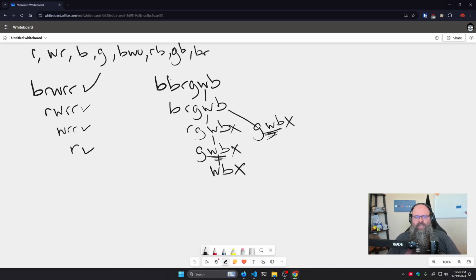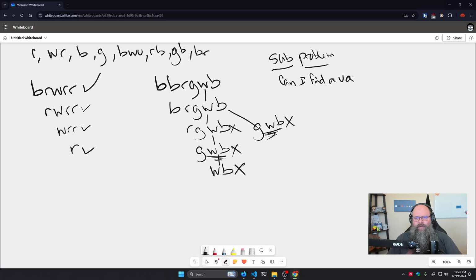You're doing this kind of recursive, can I solve just a sub problem? And so what is the sub problem? First, let's just start with that. What is the sub problem here? Can I find a valid prefix? And then repeat for the rest of the stuff, right? These are just the two sub problems that I'm trying to solve, right?